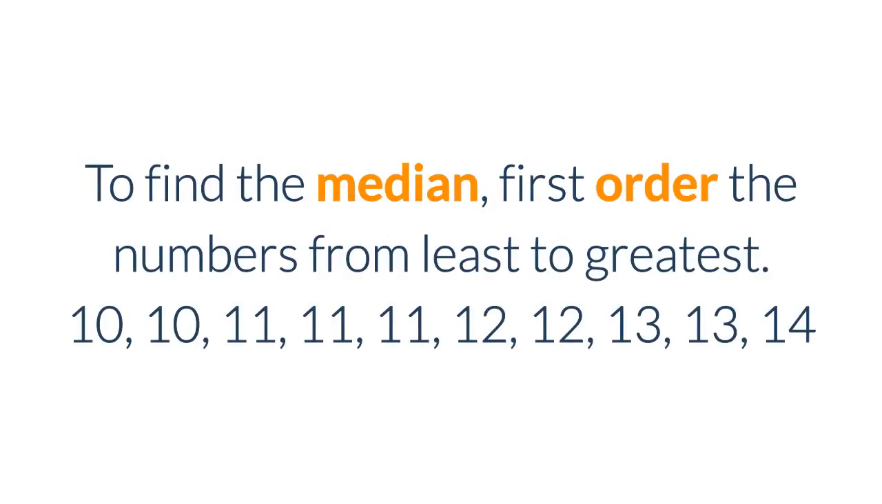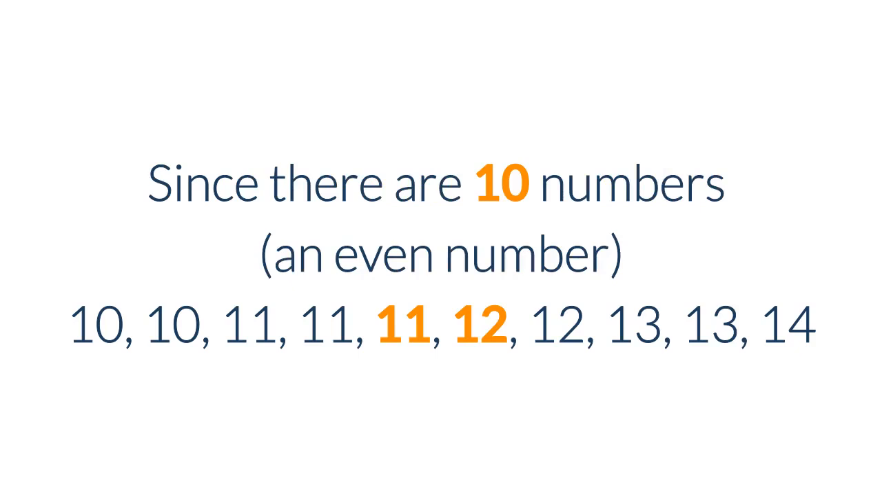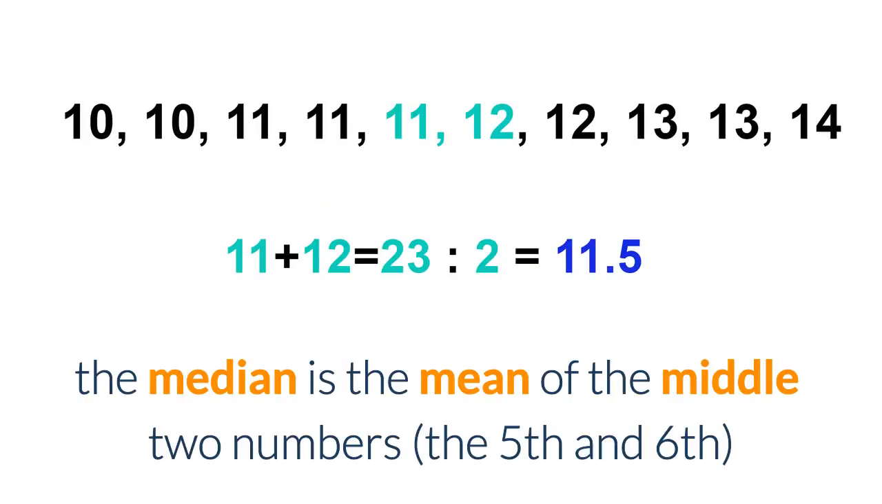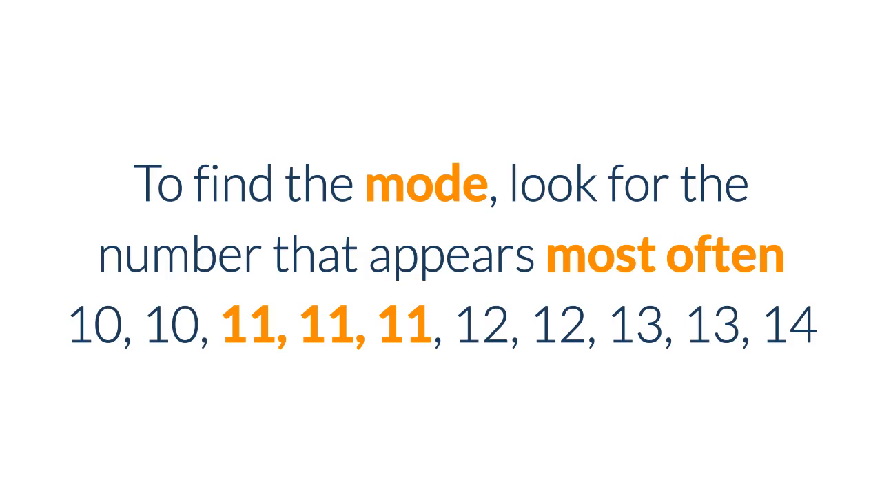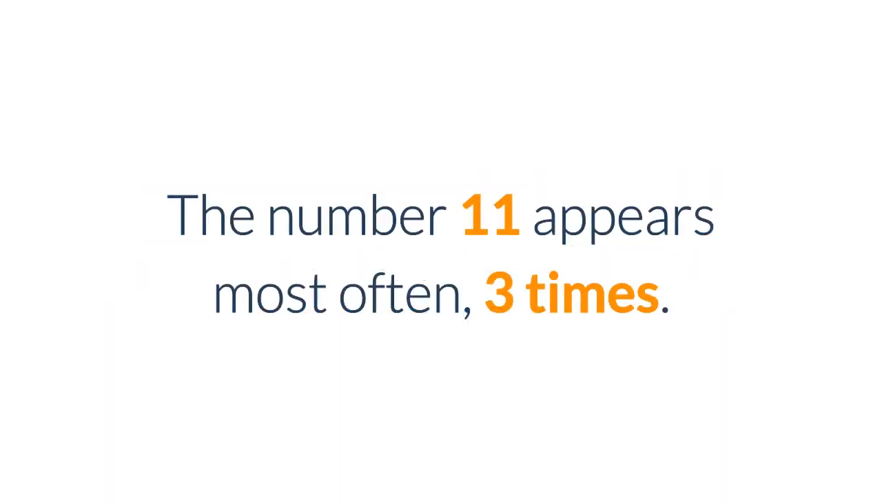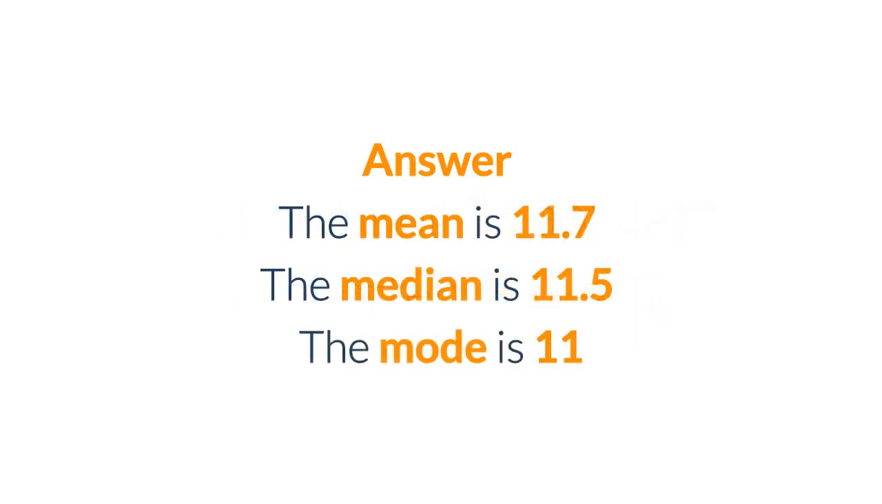To find the median, first order the numbers from least to greatest. Since there are 10 numbers, an even number, the median is the mean of the middle 2 numbers, the 5th and 6th, or halfway between 11 and 12. To find the mode, look for the number that appears most often. The number 11 appears most often, 3 times. So the mean is 11.7, the median is 11.5, and the mode is 11.